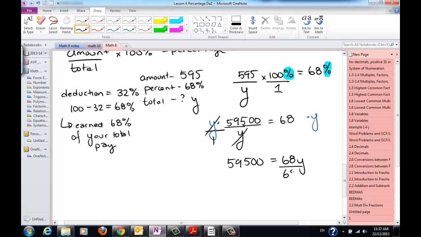I'm going to divide both sides by 68. And 68 divided by 68 is 1. And in fact, we could do long division, or we could just start slowly. Notice that they're both divisible by 2, so this becomes 34. And this divided by 2 is 29,750. And again, I can divide it by 2 again. If I keep doing this, I end up getting y is equal to 875.